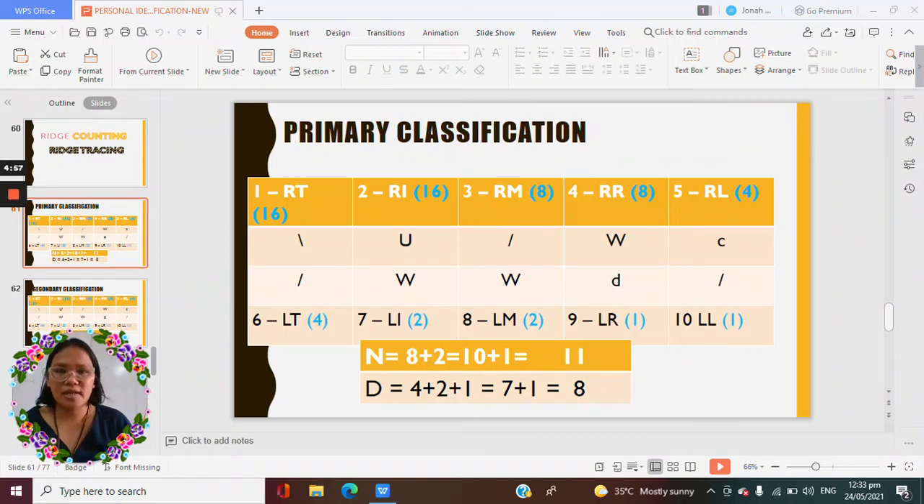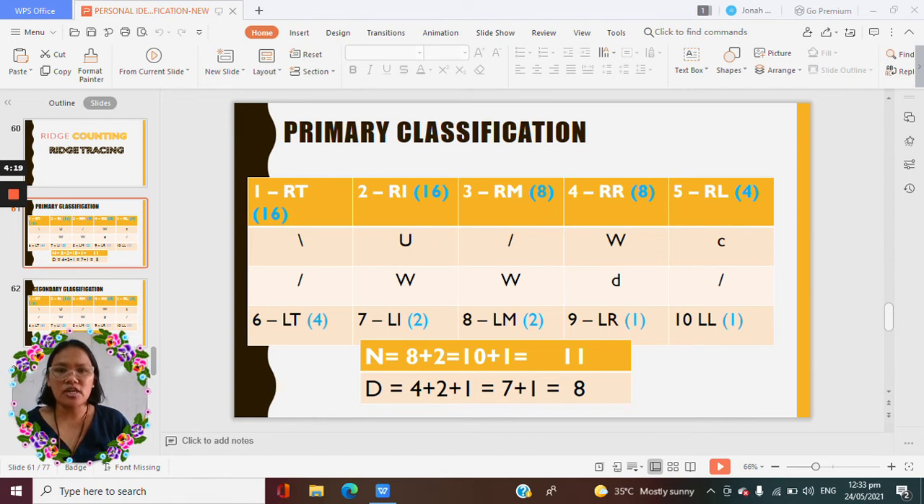Good afternoon, class. This time we are going to discuss the Henry system of classification, which is a way for us to establish the classification of the 10 fingerprints. For you to remember, this was established by Edward Richard Henry, who was known as the father of fingerprints. Accordingly, we have the classification formula, and it starts with primary classification.